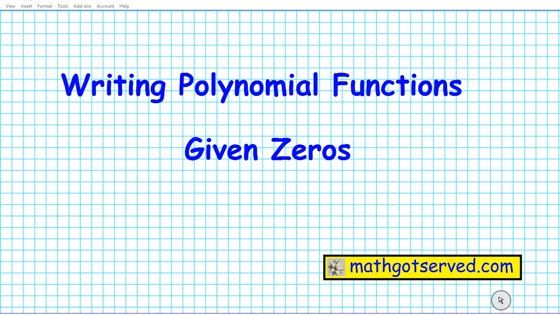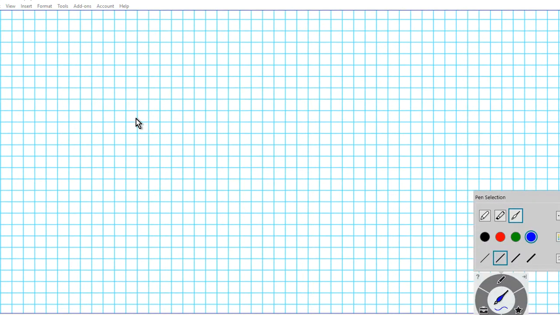In this clip, we're going to be going over how to write polynomial functions with given zeros. Before we get started, let's do a real quick review on some key formulas, theorems, and a definition that will help us with the problem solving process. Okay, so let's do the following review.